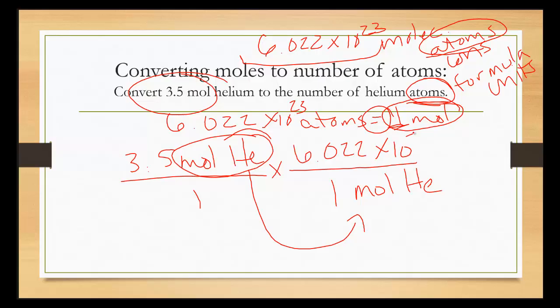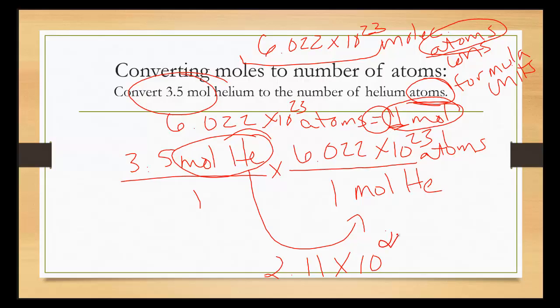If you do not know how to put this in the calculator, you need to look for a button that says EE or EXP. A lot of times, it's the second function. The answer comes out to be 3.5 times 6.022 times 10 to the 23rd, which comes out to be 2.11 times 10 to the 24th.